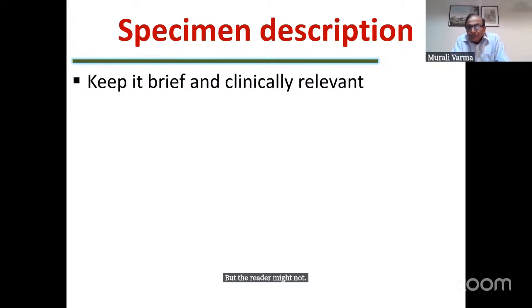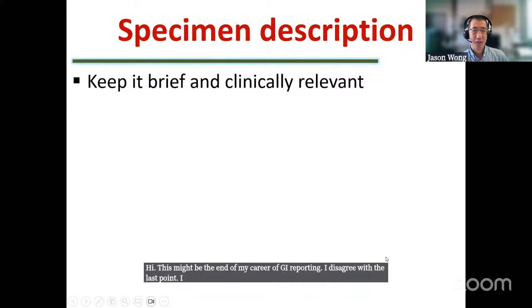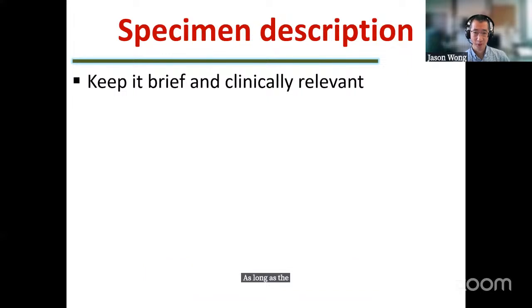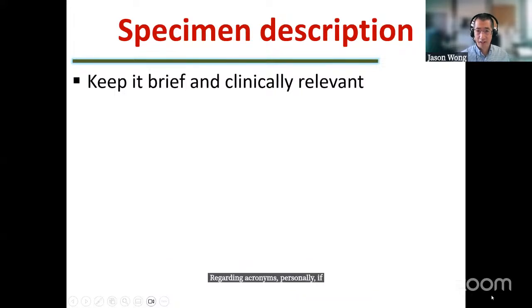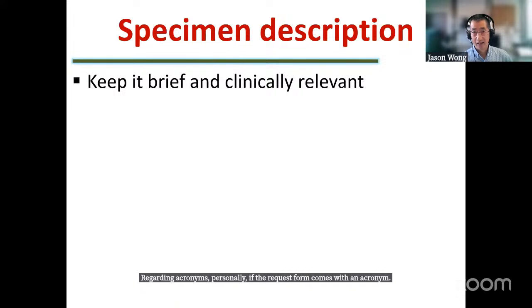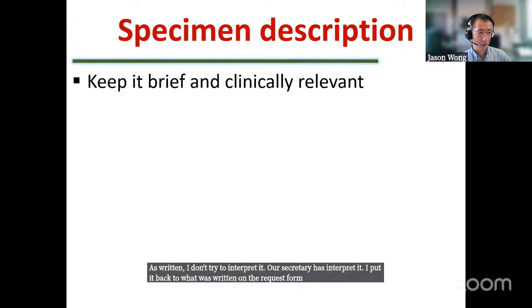Jason? Hi, yes, this might be the end of my career of GI reporting, but I disagree with the last point. I don't think it matters who types up the clinical details or the macro, as long as the consultant who authorizes the report realizes it's incumbent on them to check the clinical details and the macro carefully, and they take responsibility for it. Regarding acronyms, personally, if the request form comes with an acronym, I repeat it exactly as written. I don't try to interpret it. Our secretary interpreted it. I put it back to what was written on the request form. Like you say, I don't know exactly what that means.